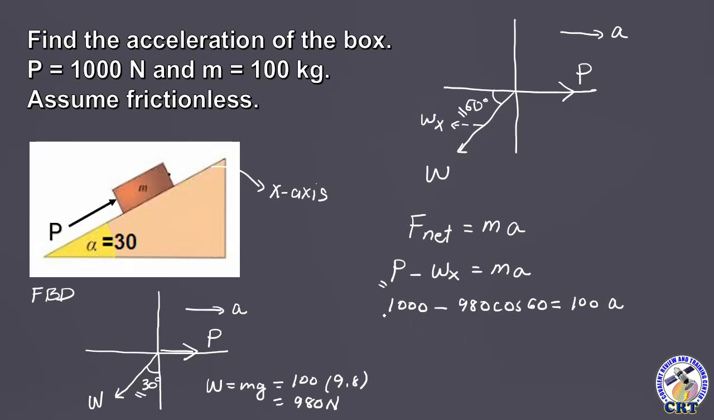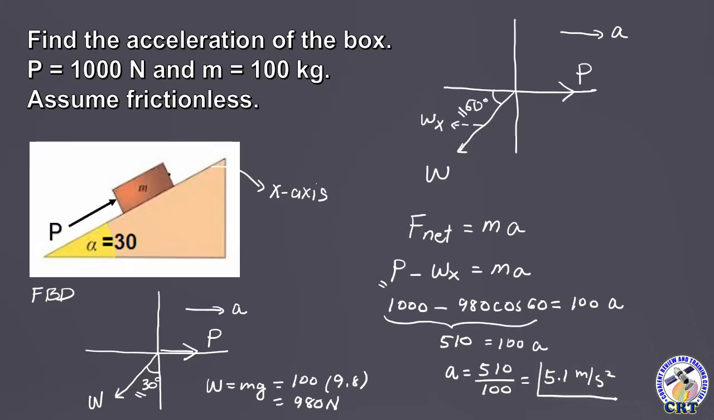So let us solve this. 1,000 minus 980 cosine of 60. This is equivalent to 510 equals 100A. Divide both sides by 100. So it's simply equivalent to 510 over 100, and this is 5.1 meters per second squared. So this is the acceleration of the box.